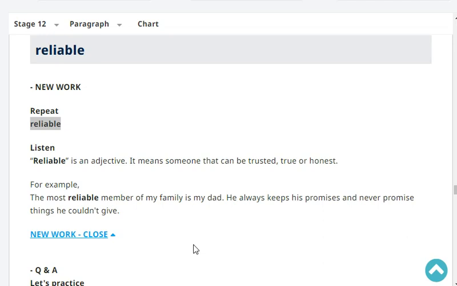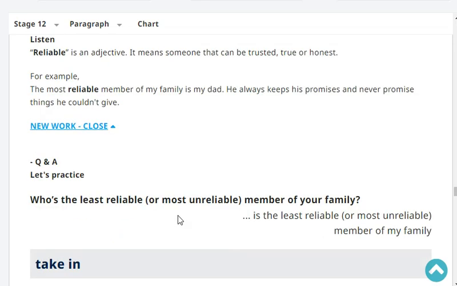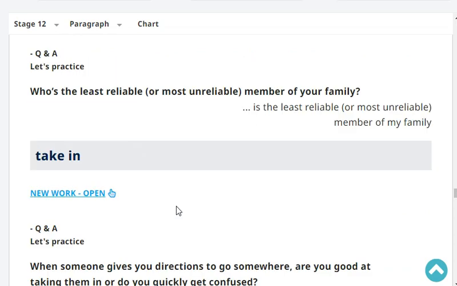He always keeps his promises and never promises things he couldn't give. Let's practice. Who's the least reliable member of your family? My daughter is the least reliable member of my family. Very good.